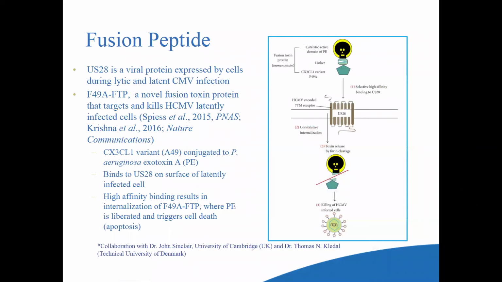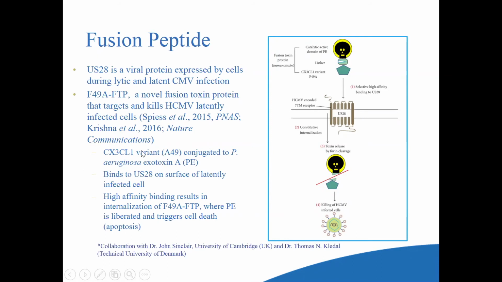And then the second piece we're looking at with CMV is this fusion peptide. We've been working with a collaborator in the UK who's developed a fusion peptide called F49A FTP. FTP stands for fusion toxin protein, and it targets and kills human CMV latently infected cells. What it does is target something called US28, which is a viral protein expressed by cells during both lytic and latent CMV infection.